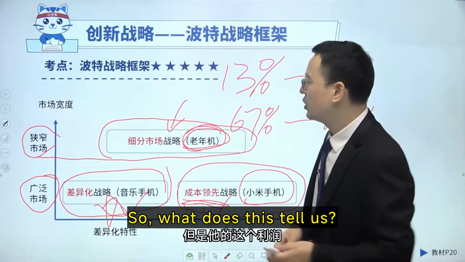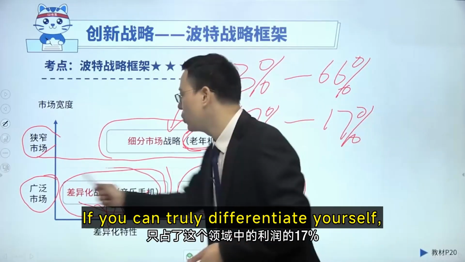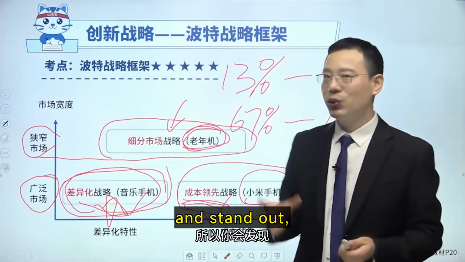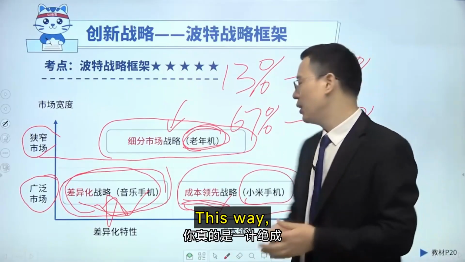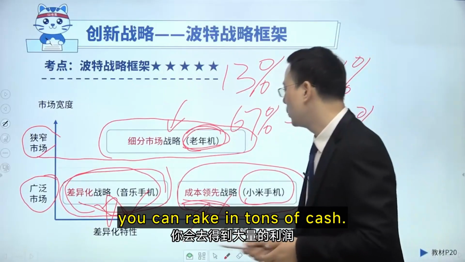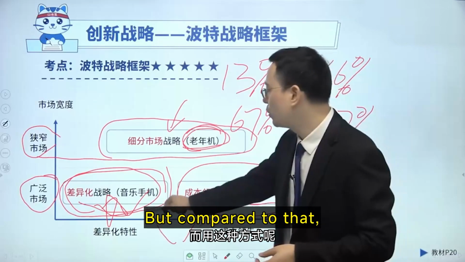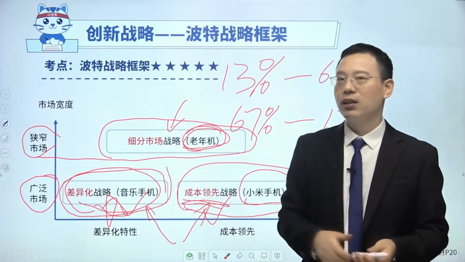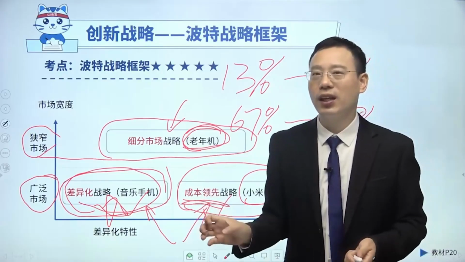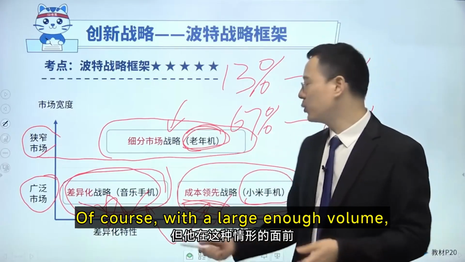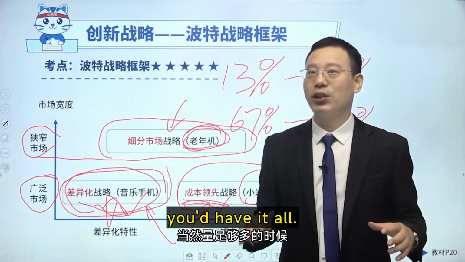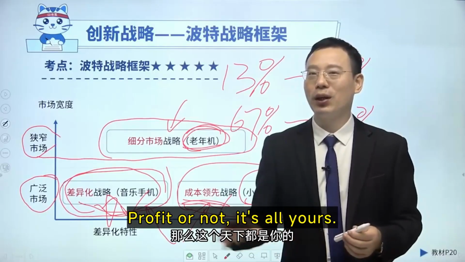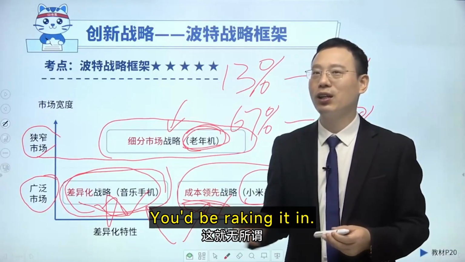So what does this tell us? If you can truly differentiate yourself and stand out, you'll reap huge profits. This way, you can rake in tons of cash, but compared to that, it might not be as lucrative. Of course, with a large enough volume, if you could corner the entire market, you'd have it all. It wouldn't matter. Profit or not, it's all yours. You'd be raking it in.